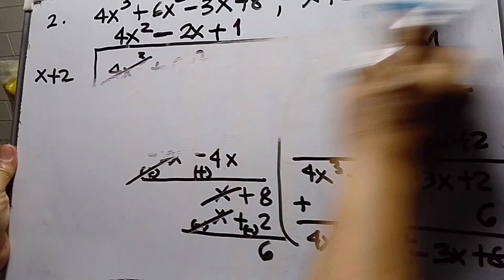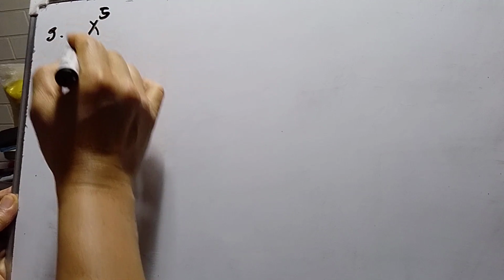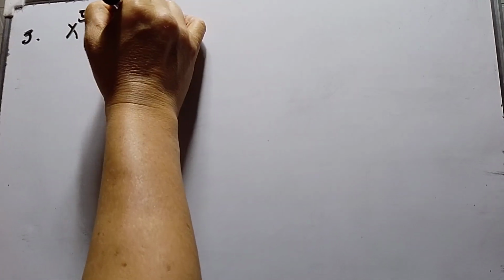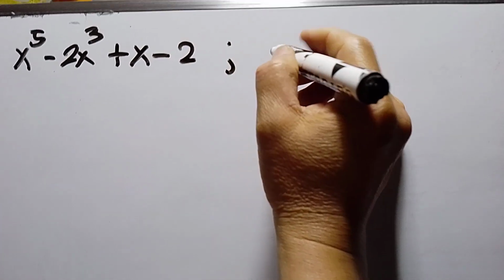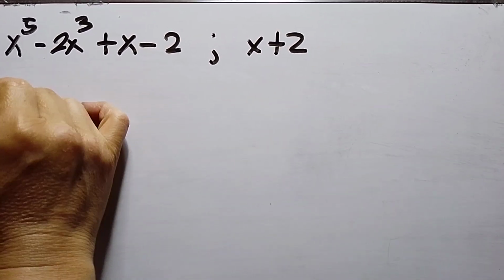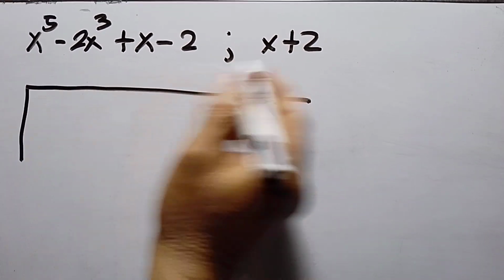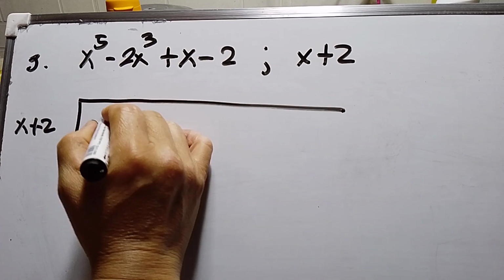Now let's move to the last number, number 3. I have here x to the 5 minus 2x cubed plus x minus 2, then the divisor is x plus 2. Okay, the same, I will use the long method. So the divisor is x plus 2, and this is my dividend.